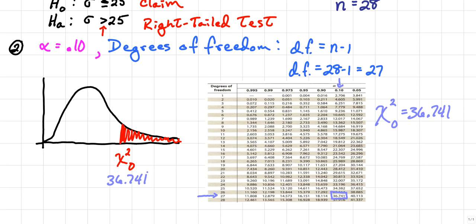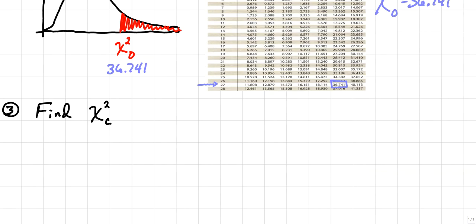So now what we want to do is go ahead and find the standardized test statistic for this particular problem. So that's going to be step number 3. And for this, we're going to use technology, and that technology will be StatCrunch.